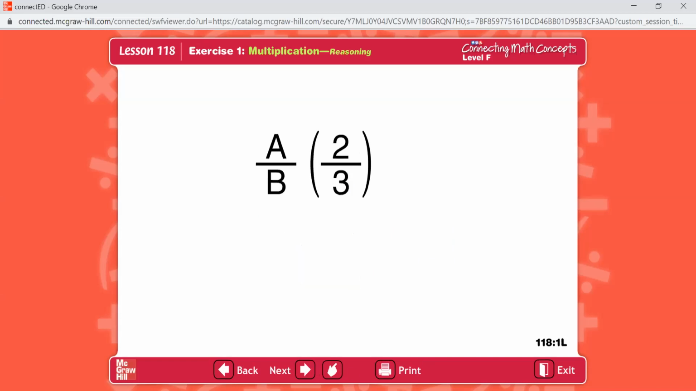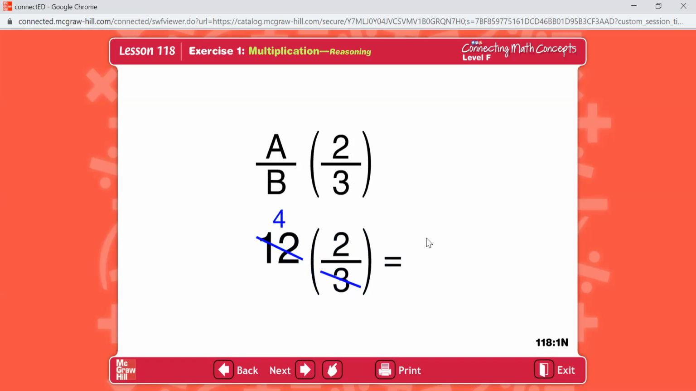A over B times 2/3. If we multiply by 2/3, we end up with less than A over B because this is not a whole or top-heavy fraction. This number is less than 1. Let's say A over B equals 12 again. We multiply by 2/3. First, we want to reduce these two, like so. Remember, this is over 1.